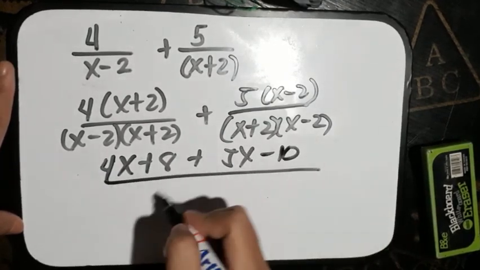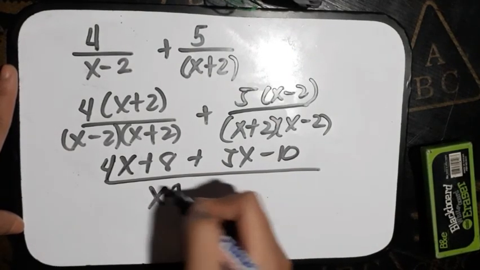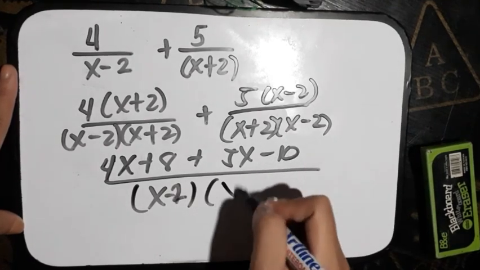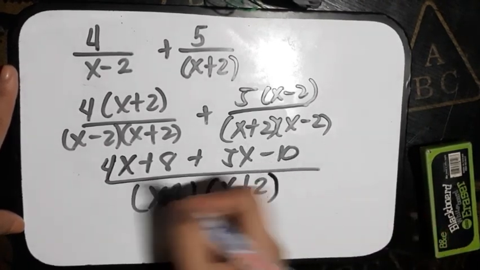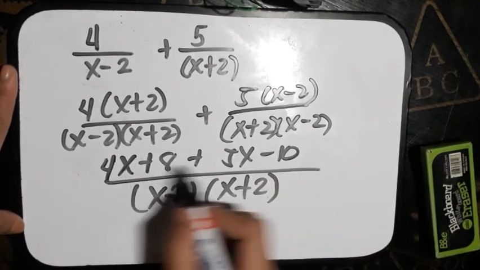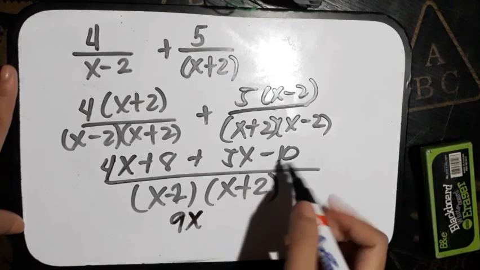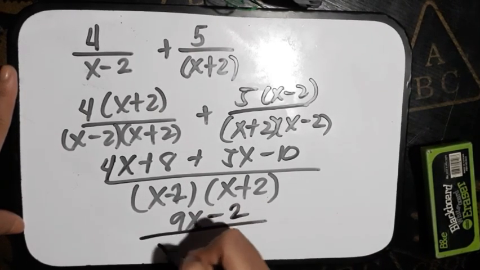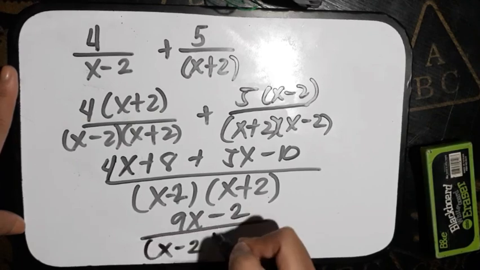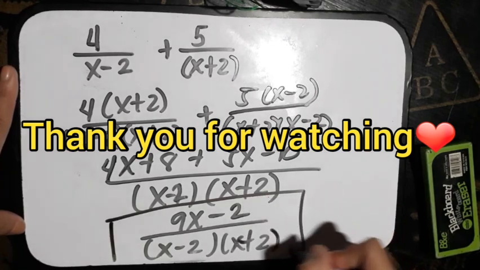Then copy our denominator, which is x minus 2 times x plus 2. Then combine like terms. So we have 4x plus 5x is equal to 9x. Then 8 plus negative 10 is equal to negative 2 over the denominator x minus 2, x plus 2. So that's the final answer.